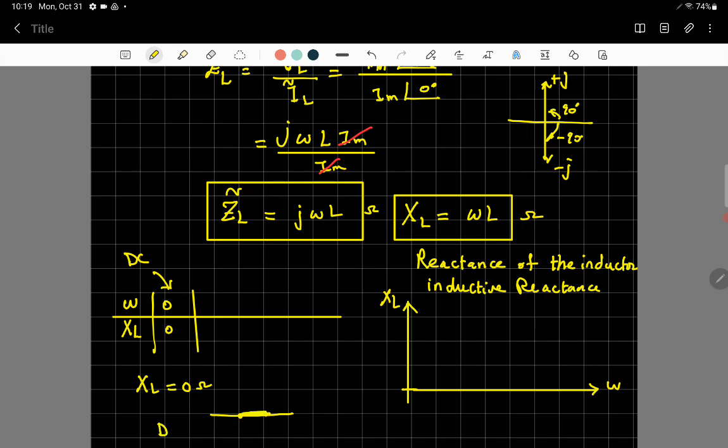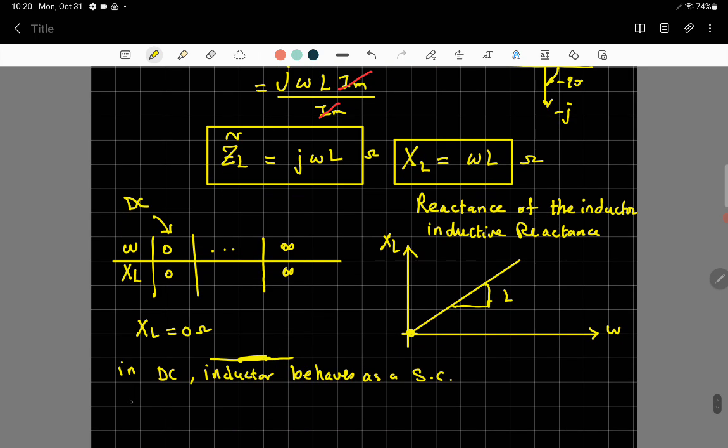So in DC, the inductor behaves as a short circuit. The value is 0. And when you increase the frequency, like take any value, you'll find XL increasing. Every time you increase the omega, XL will increase because XL is equal to omega L, till you reach infinity. So infinity times L will be infinity. So it's like a straight line going to infinity, all right? And the slope of this relationship is equal to L.